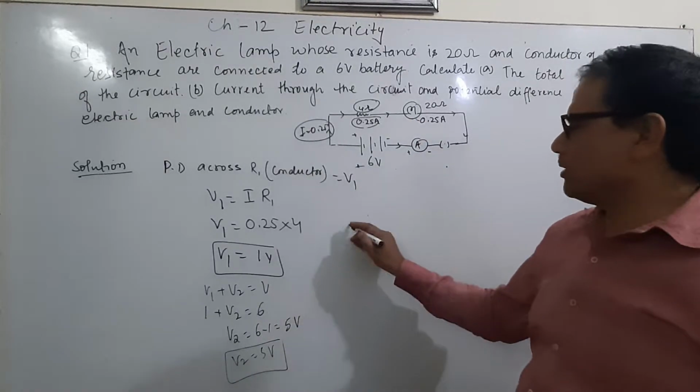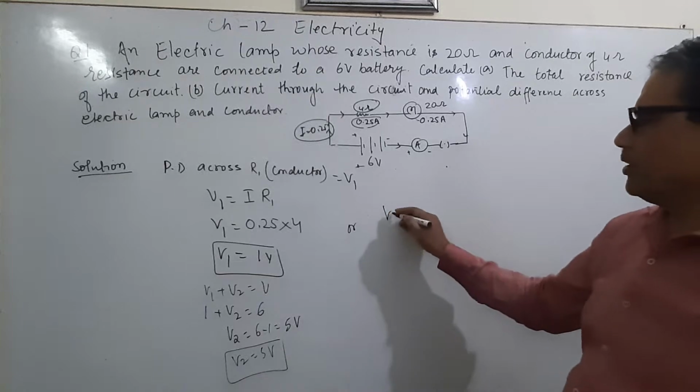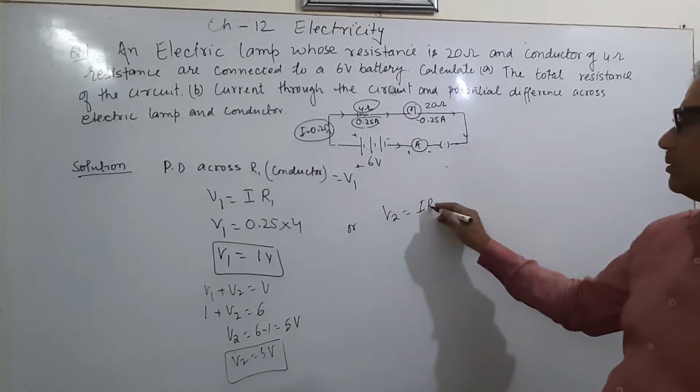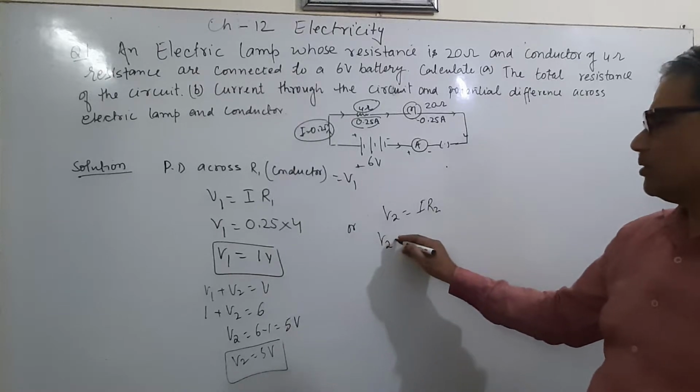Or this can also be calculated: V2 is equal to, what is the formula? I R2, and V2 is equal to, what is I?